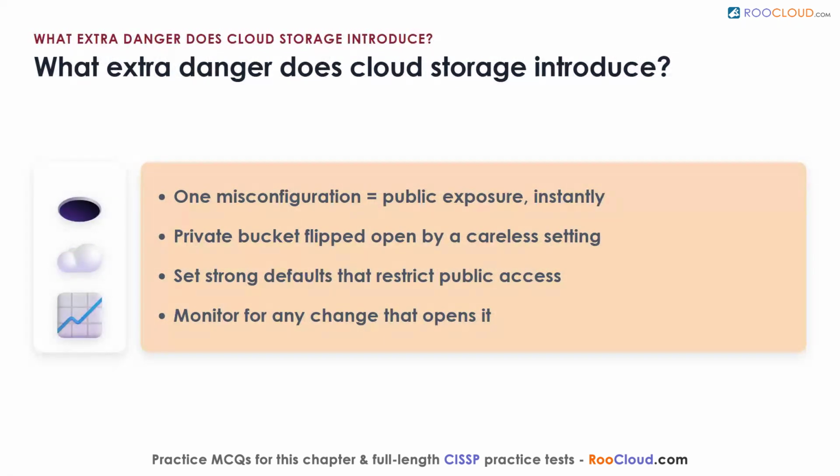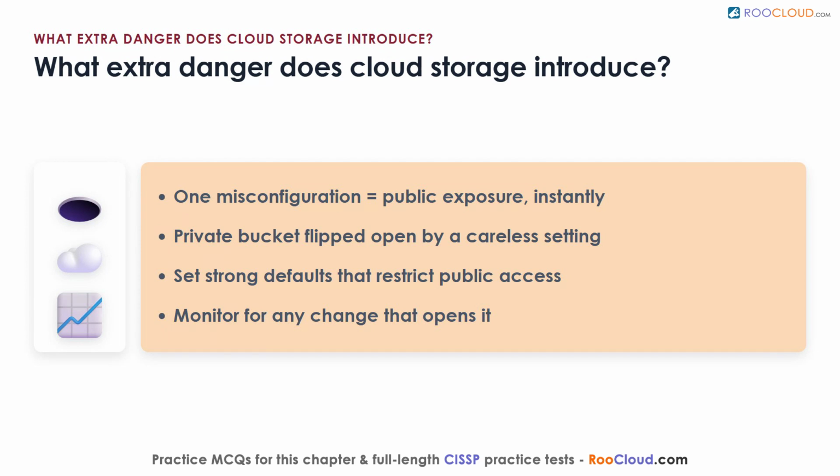What extra danger does cloud storage introduce? Storage access control errors turn especially dangerous in the cloud, where a single misconfiguration can expose sensitive data to the entire public internet in an instant. A storage bucket meant to be private can be flipped open with one careless setting, and suddenly anyone can browse it. So organizations using cloud storage should set strong default settings that restrict public access from the start, then watch closely for any change that would open that access up.